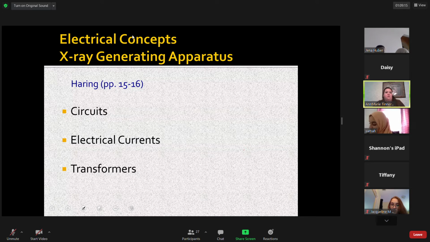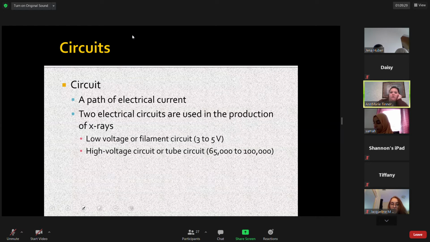Okay, so some electrical concepts in your generating apparatus. We have circuits, we have transformers, we have electrical currents. Circuits are a path of an electrical current. There are two electrical circuits that are used in the production of X-rays. You have a low voltage circuit and a high voltage circuit. And you do need to know those numbers that go with low and high.